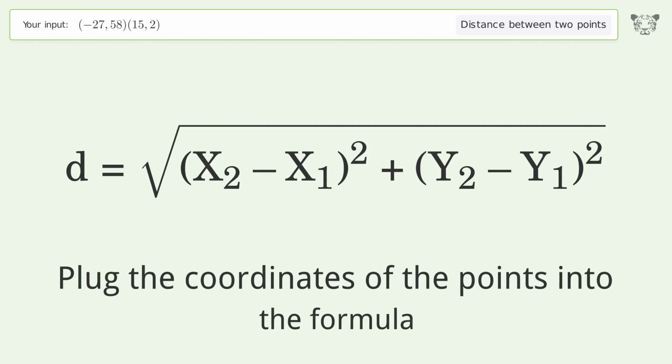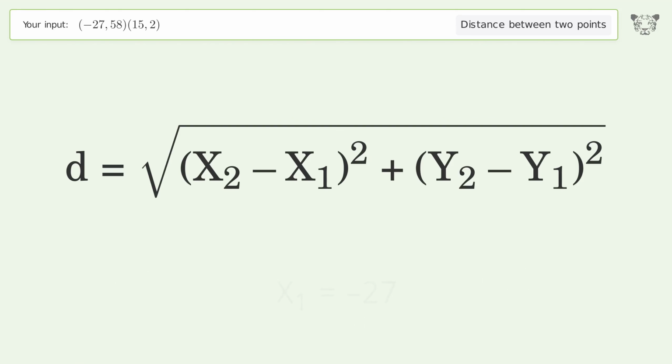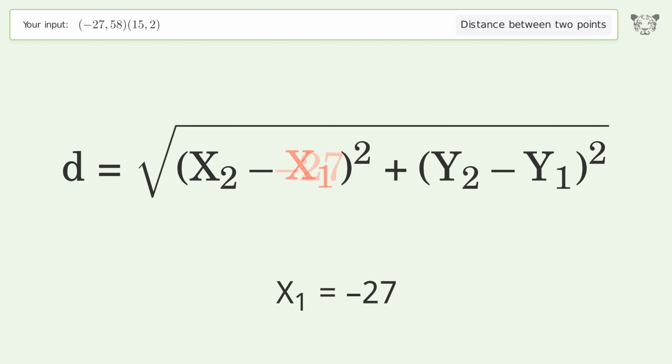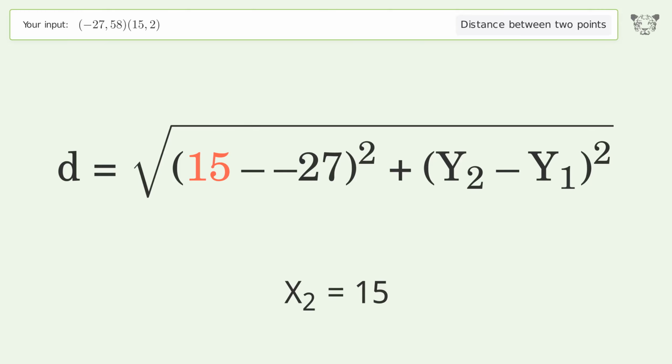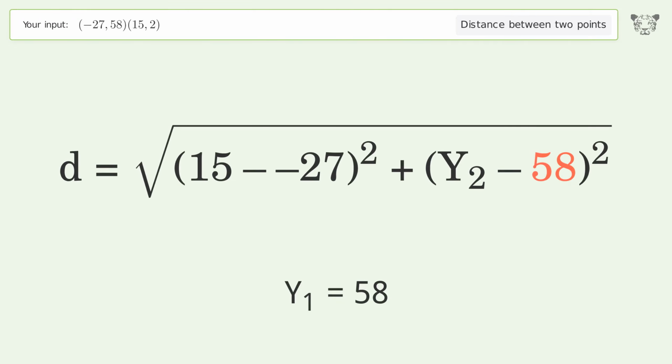Plug the coordinates of the points into the formula. x1 equals -27. x2 equals 15. y1 equals 58. y2 equals 2.